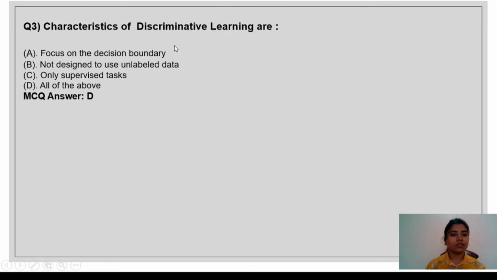Now we will go for question number 3. Characteristics of discriminative learning are: focus on the decision boundary, not designed to use unlabeled data, only supervised tasks, and all of the above. As we have seen some key points about discriminative learning, all the key points are nothing but the characteristics of discriminative learning. So all A, B, C options are correct. So option D is the answer, that is all of the above.